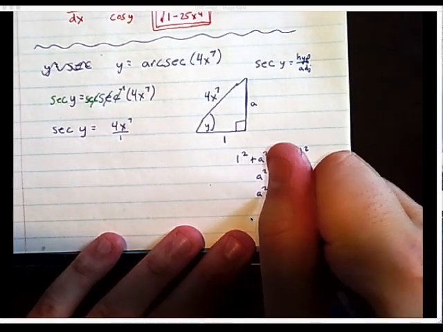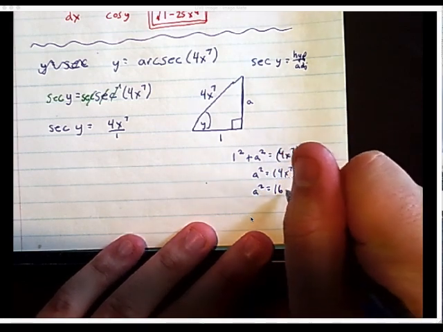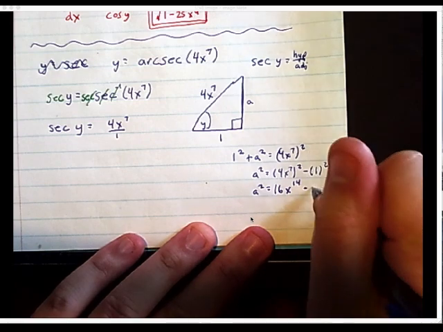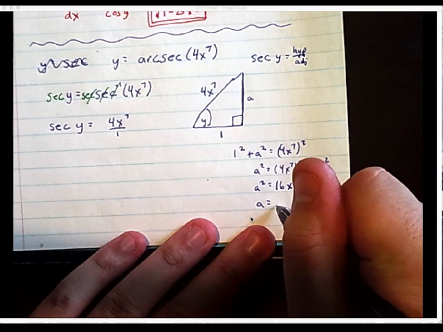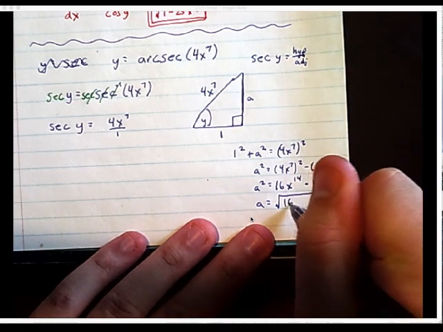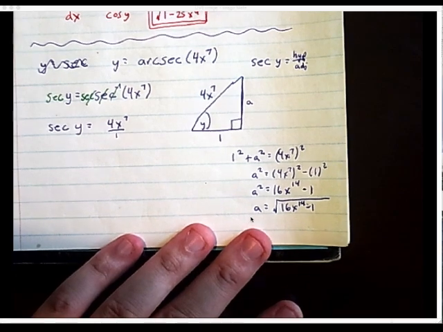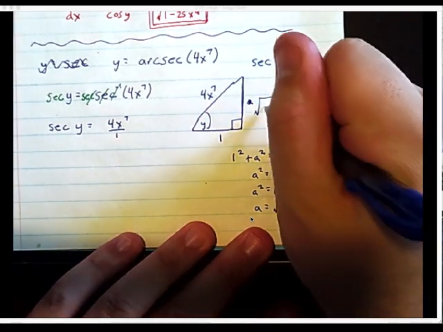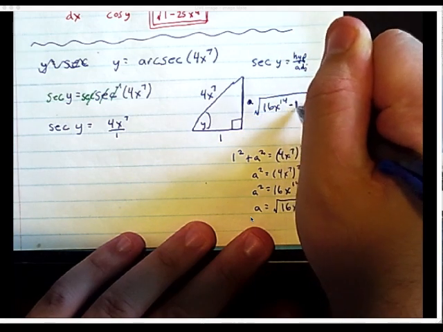Therefore a squared would equal 4 squared is 16, x to the 7th squared would be x to the 14th, 1 squared is 1. And then if I wanted to figure out what a was, it would be 16x to the 14th power minus 1 all underneath the square root. So I can replace this a with the square root of 16x to the 14th minus 1.